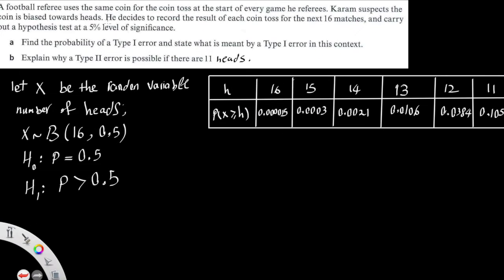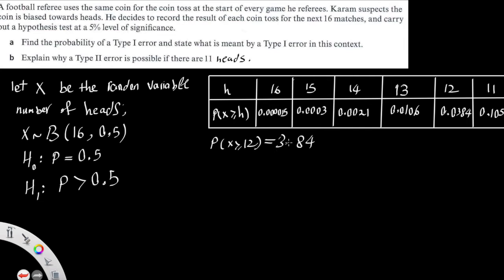Now consider this table. Here in this row you have the number of heads, and the probability of X greater or equal to h. As you saw in the previous video, this direction always follows your alternative hypothesis. Now the probability of getting 16 heads or more is here, and 15 or more is 0.0003. Probability of 14 heads or more, 0.0021. 13 is here, 12 and 11. As you see here, the probability of X greater or equal to 12 is 0.0384.